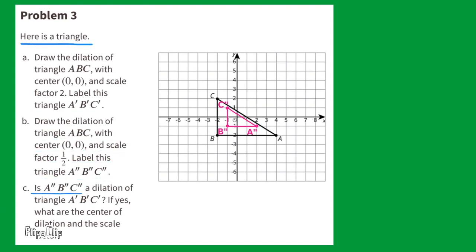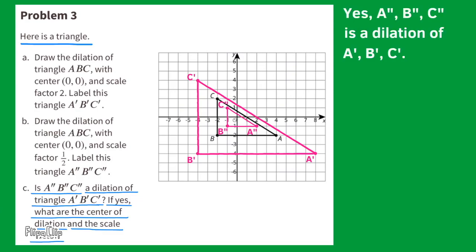C. Is A double prime, B double prime, C double prime a dilation of triangle A prime, B prime, C prime? If yes, what are the center of dilation and the scale factor? Let me bring up the A prime, B prime, C prime triangle. If you take a close look, you'll see that the outside larger triangle is exactly 4 times bigger than the smaller triangle on the inside. So I would answer this as yes.